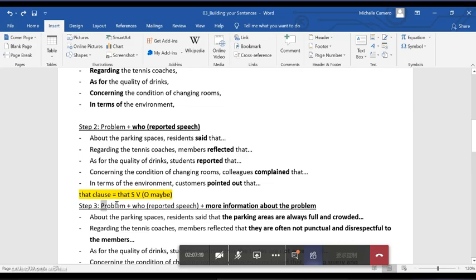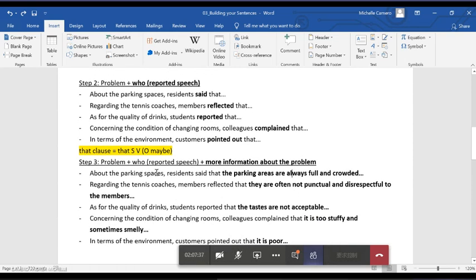All right, so remember, step 1 is the problem. Step 2, you want to say who complained, the people. Then you're going to use reported speech. And then step 3 is you're going to give more information about the problem. Again, this is just one of many ways of how to write your sentence. So here we have about the parking spaces, comma, that's step 1. Residents said that, that's reported speech. So all of this is step 2. The parking areas are always full and crowded. That's step 3. All right, then it says regarding the tennis coaches, comma, members reflected that, step 2. They are often not punctual and disrespectful to the members.